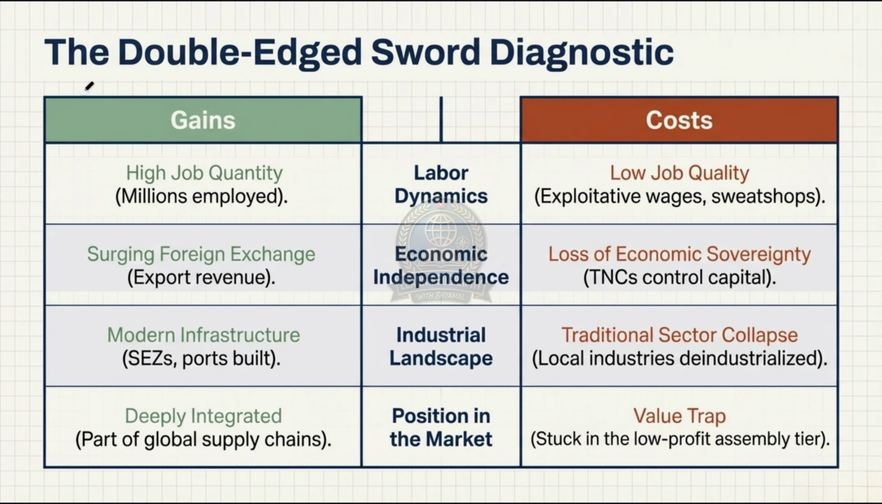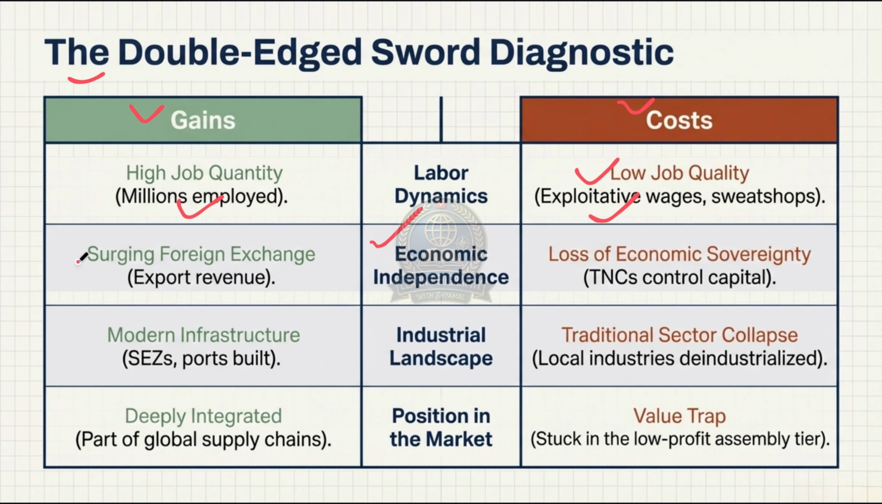The double-edged sword: diagnostics, gains and costs. Labor dynamics: gain, high job creation, millions employed; cost, loss of quality, exploitative wages and sweatshops. Economic independence: gain, surging foreign exchange, export revenue; cost, loss of economic sovereignty, TNCs control capital.